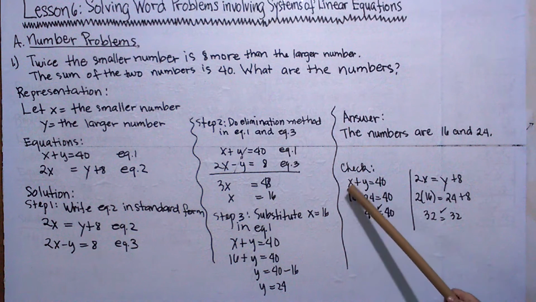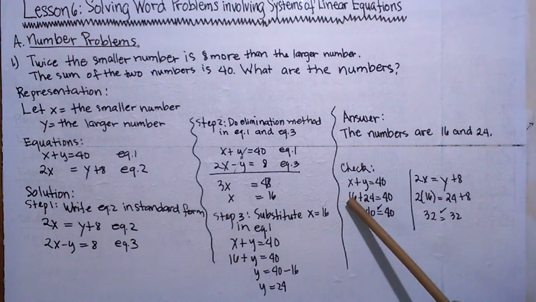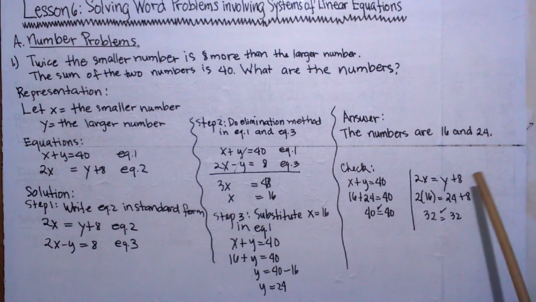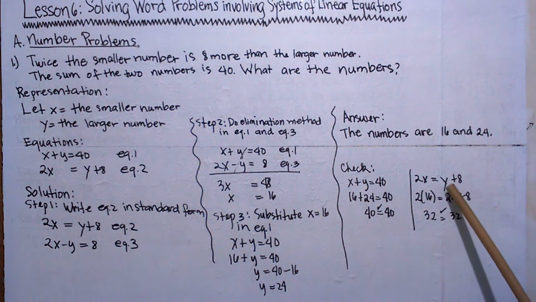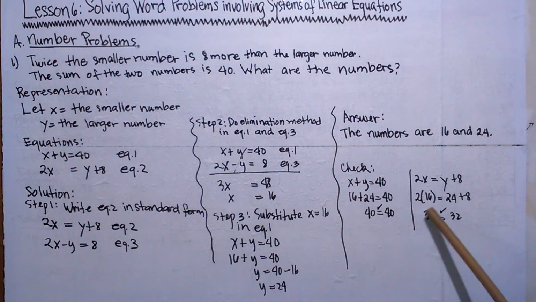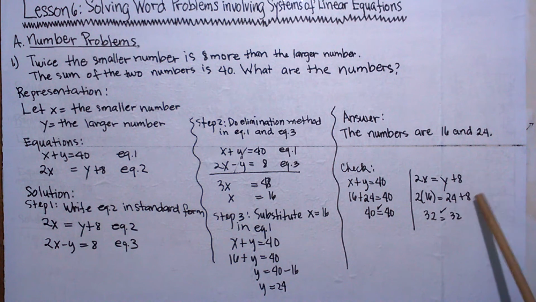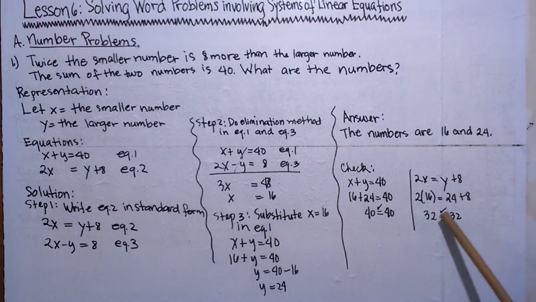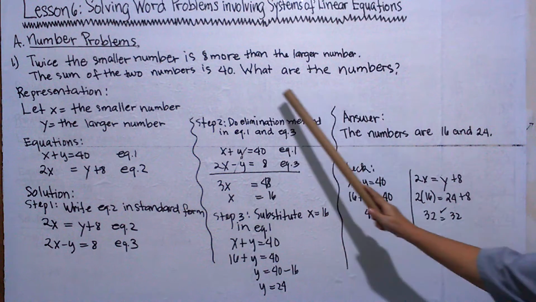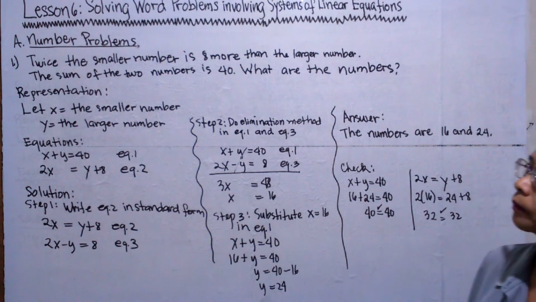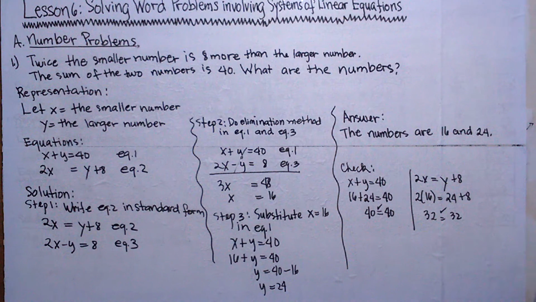Equation 1, x plus y equals 40. 16 plus 24 equals 40. 40 equals 40. For equation 2, I substituted 16 for x and 24 for y. 2 times 16 is 32. 24 plus 8 is 32. 32 is equal to 32. Check. So therefore, the numbers that we got are the correct numbers required in the given problem, example 1.